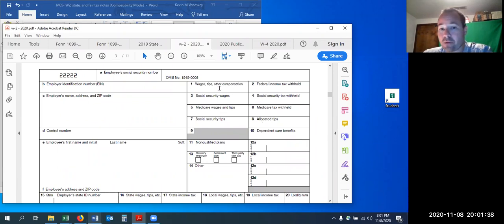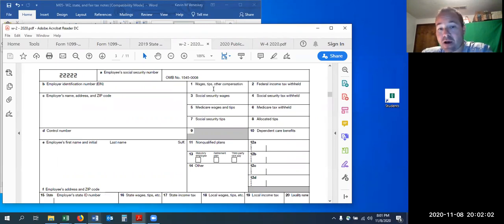Then box 1, this is your federal income taxable wages, not your gross wages. So nowhere on here does it ever show what you made in gross, unless you don't ever have anything taken out of your paycheck. Then they're all going to be your gross number.